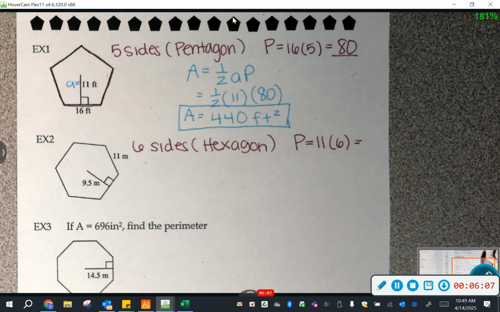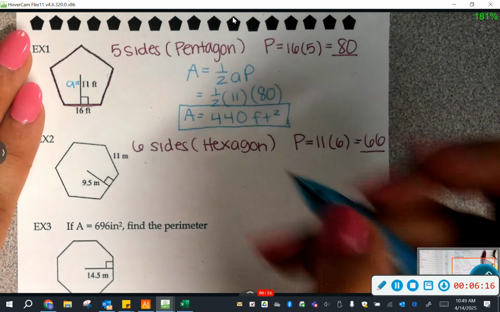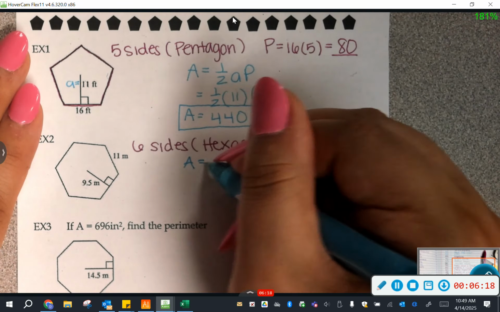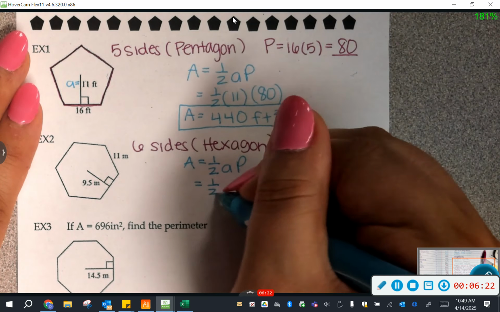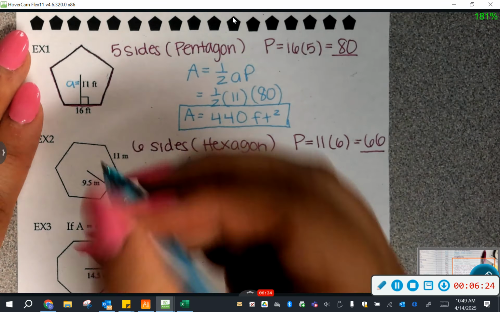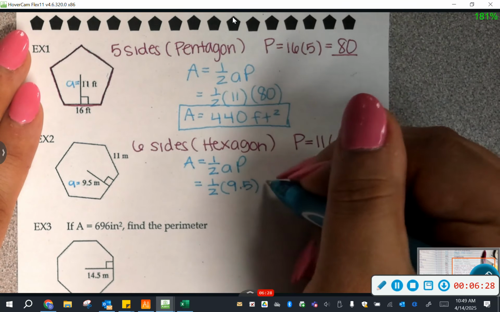Do y'all agree this has 6 sides? Mm-hmm. What's 11 times 6? And now we just plug into our formula. A equals 1/2 little a P. What's my little a? What's my perimeter?